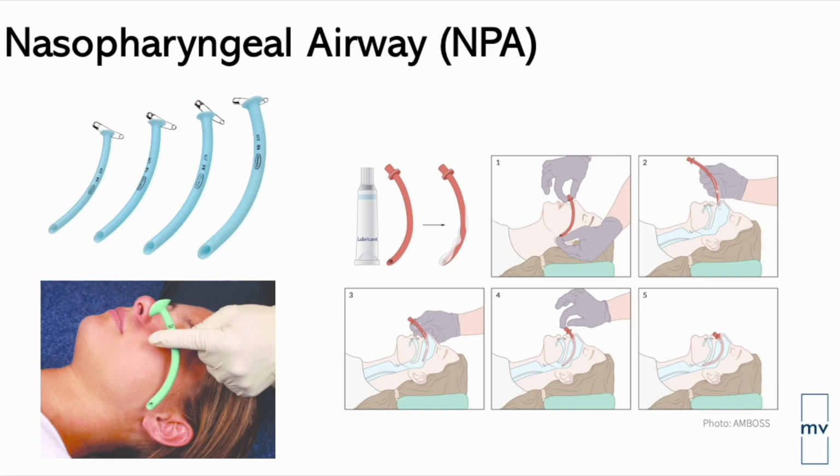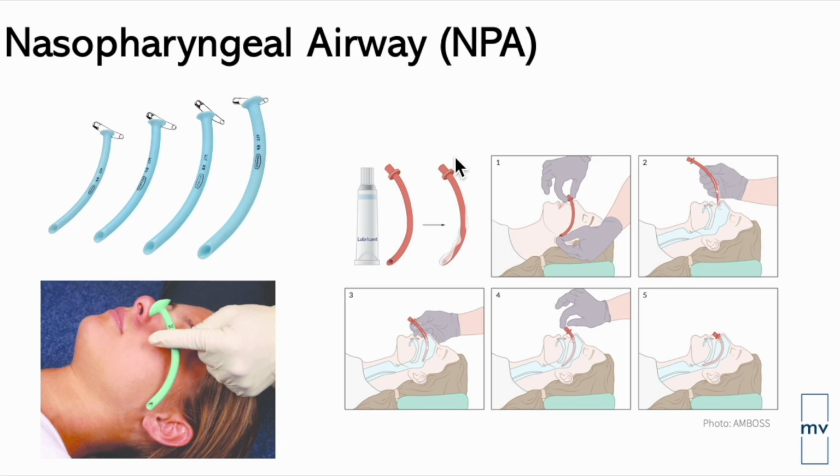We know that there are different sizes of nasopharyngeal airways and that it's important to choose the right size. So how we measure is we go from the patient's nose all the way to their tragus or the lobe of their ear. If that measures out and it fits within that distance, that's a nice size to choose.